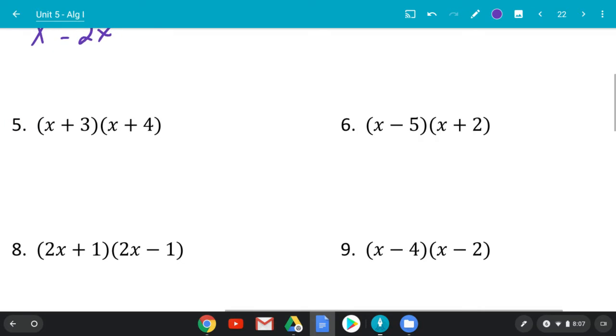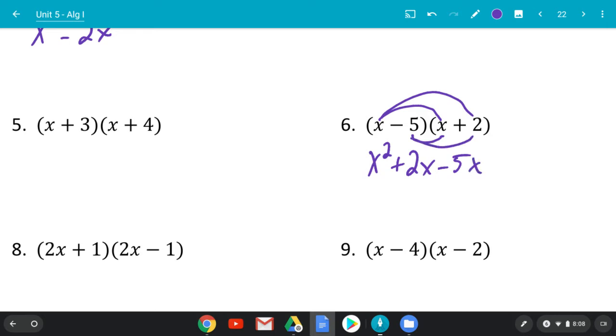Excellent. Number 6, now we have two terms, or a binomial times a binomial. X times x is x squared. X times 2 is 2x. Now I do the second term times both of them in the second binomial. Negative 5 times x is a negative 5x, and negative 5 times 2 is negative 10. And this is what usually happens when I have two binomials: I get these terms in the middle that are like terms, and I have to combine those. So I end up with x squared minus 3x minus 10.